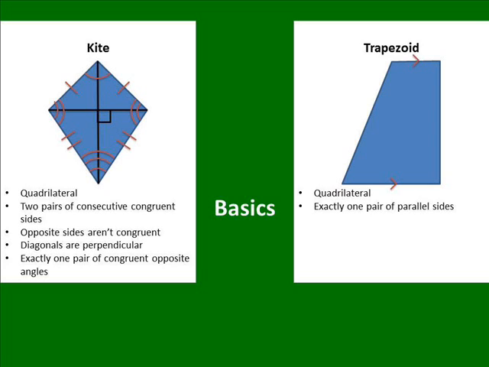A trapezoid is also a quadrilateral with exactly one pair of parallel sides, which are called bases. The non-parallel sides are legs.